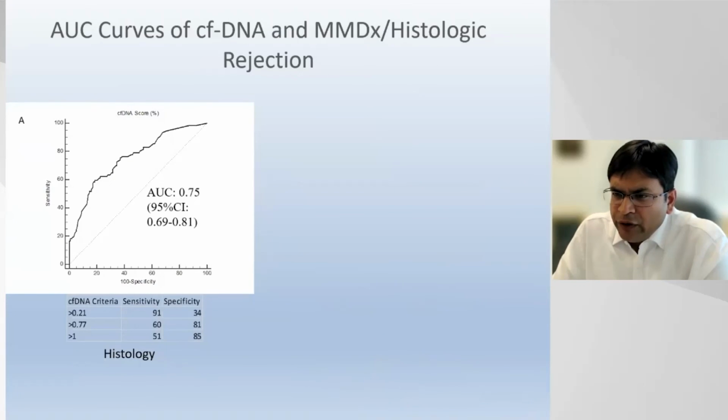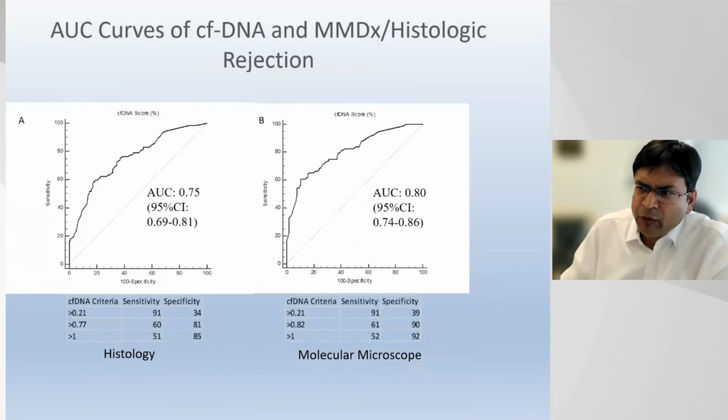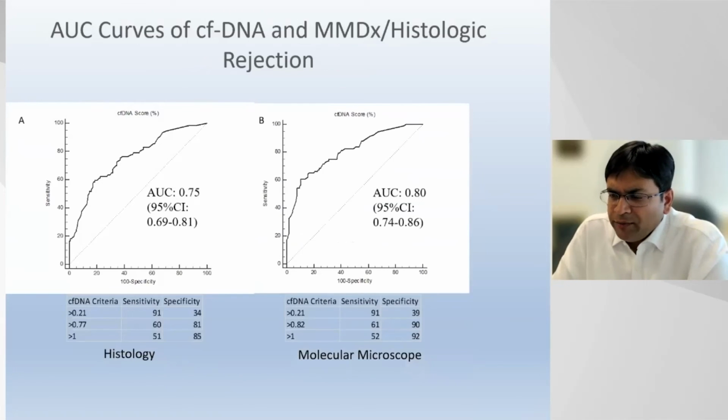When we looked at the AUC for histology versus cell-free DNA for rejection, it was found to be 0.75, as compared to MMDx, which is slightly better at 0.8, indicating that MMDx aligned better with cell-free DNA compared to traditional histology in the study.